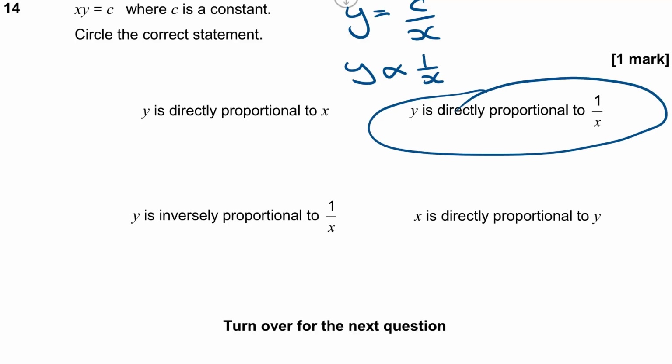Now if y is proportional to 1 over x, you can say that y is inversely proportional to x, but you cannot say y is inversely proportional to 1 over x. That makes no sense, so don't be tricked by that. y is directly proportional to 1 over x, or y is inversely proportional to x.